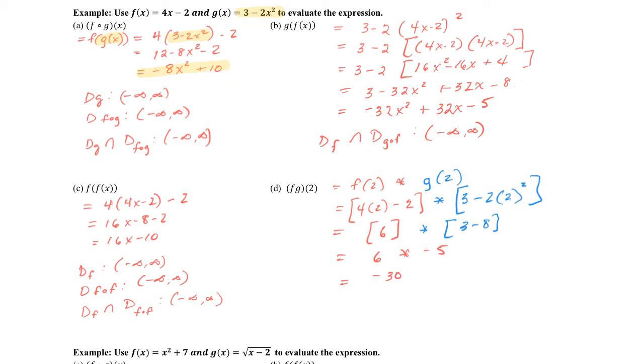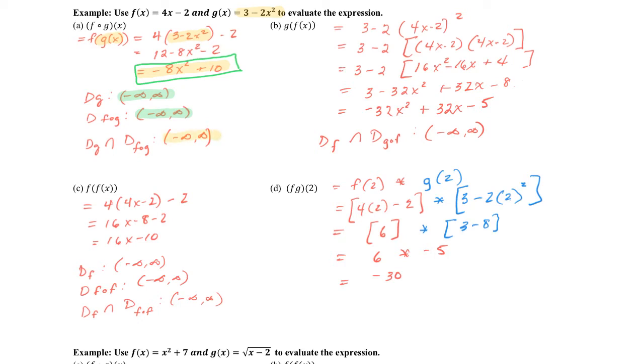Now we need to look at the domain. Remember, when we look at compositions, we look at the domain of the inside, so in this case, that's g. Well, g is 3 minus 2x squared, which is a polynomial. Polynomial domains are always negative infinity to infinity. Then we look at the domain of the composition, so the new function, which is negative 8x squared plus 10. That also is a polynomial, so the domain, again, is negative infinity to infinity. And then my final answer for the domain of the composition is the intersection of the domain of the inside with the domain of the new function, and so that, of course, will be negative infinity to infinity.